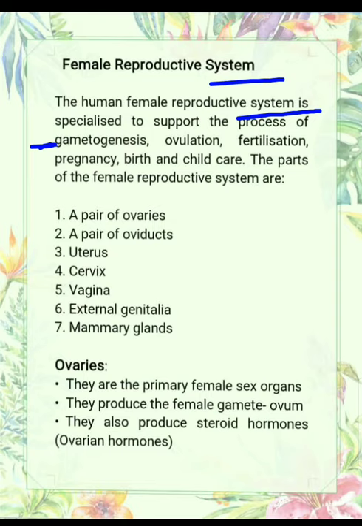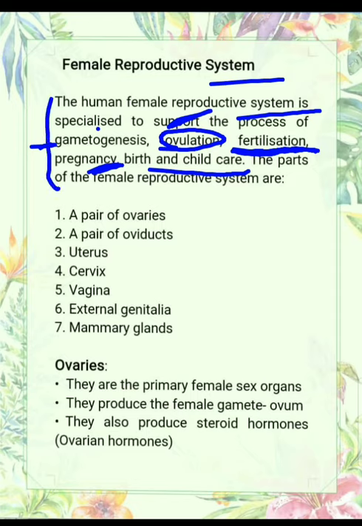Gametogenesis means formation of the gamete, that is the ovum in the case of the female. After the formation of the ovum, it is released from the ovary. That process is known as ovulation. And after that, fertilization means the fusion of male and female gametes, which leads to the formation of the zygote, and finally the zygote leads to pregnancy, and after that birth and childcare. So these are the specialized functions performed by the female reproductive system.